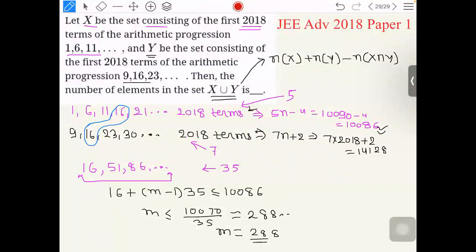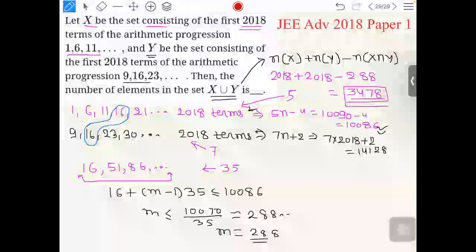नंबर ऑफ टर्म्स. तो हमारा आंसर क्या आ जाएगा, 2018 plus 2018 minus 288, which is equal to 3478. So the correct answer is 3478. This was numerical type question and the answer is 3478.